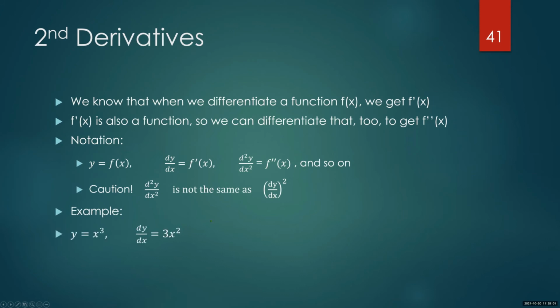Here's a simple example. If y is equal to x cubed, dy/dx is equal to 3x squared. d2y/dx squared is 6x, but (dy/dx) all squared is 9x to the power of 4, which is, as you can see, completely different.